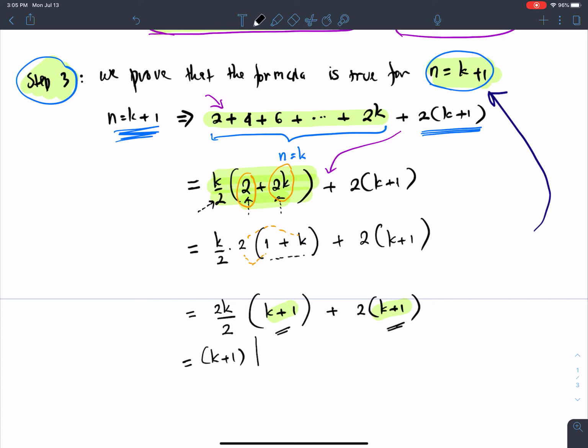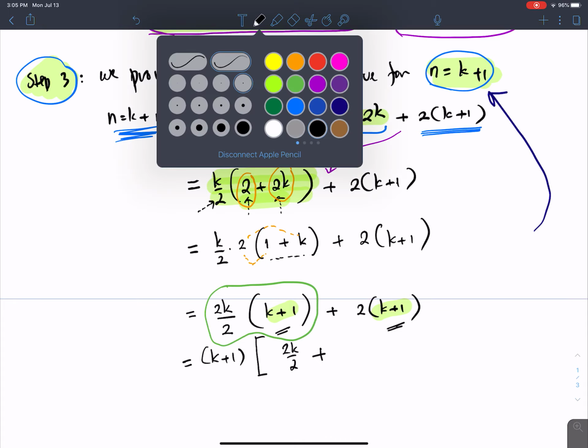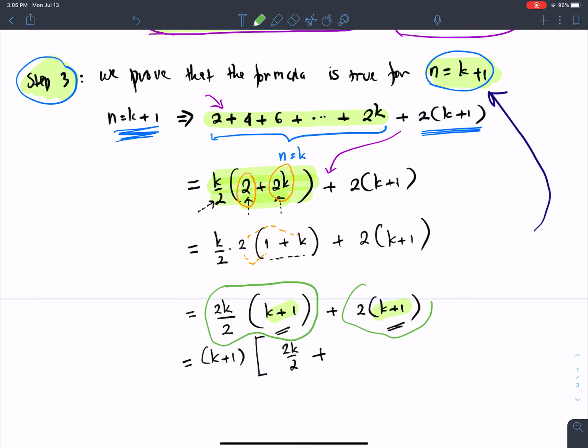And then if I give bracket for this part here, what's left? Left with 2k over 2 plus the last part here. If I take out k plus 1, what's left? So left with 2 only, isn't it? Alright, got it now, yeah?